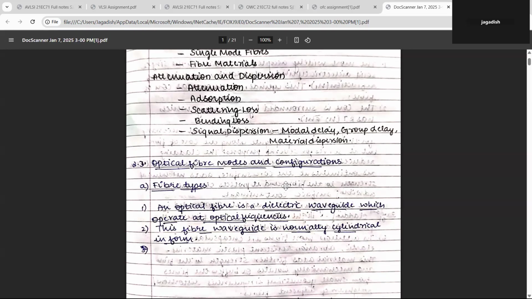See, whenever you have seen an optical fiber, it will be like this only, no? So it will be distributed like this. So what kind of shape is it? It is cylindrical in shape. So the fiber waveguide is cylindrical in shape.